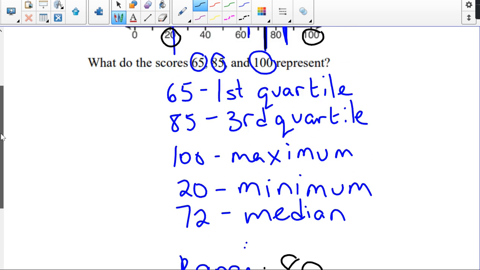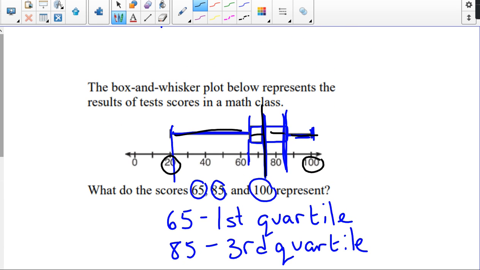The other thing we talk about is the percentages. So we would say 50% of scores are less than 72 because 72 is right here in the middle. Half the scores are less than that. 50% of the scores are higher than 72, okay? The lowest quarter is below that 65, so about 25% of students scored below a 65. 25% of students scored in the highest quarter, so 25% scored higher than 85. So that's a basic overview of how we work with the percentages.